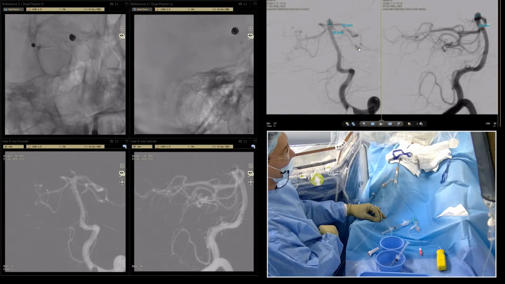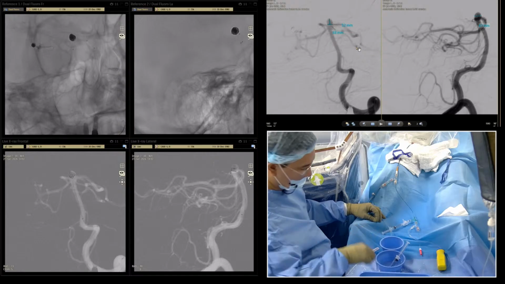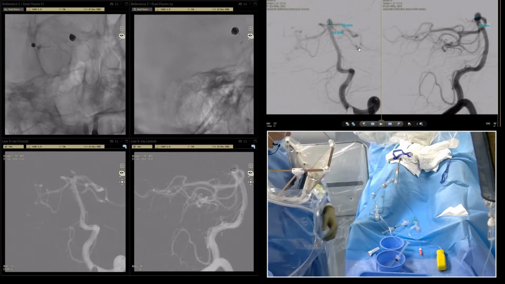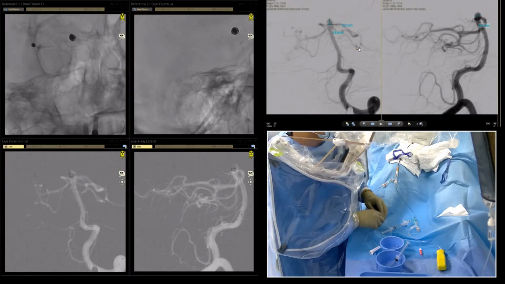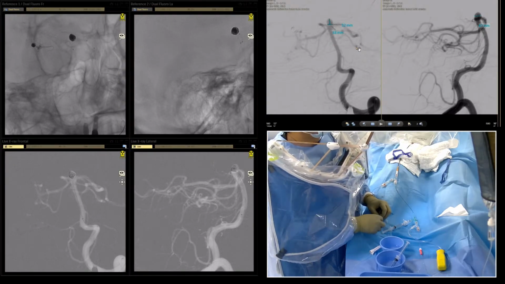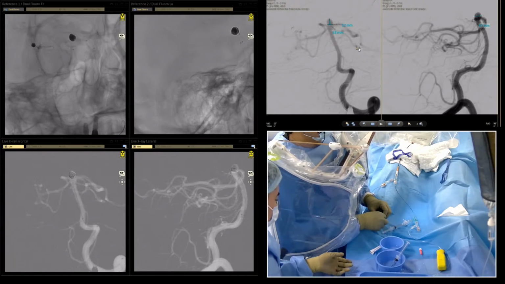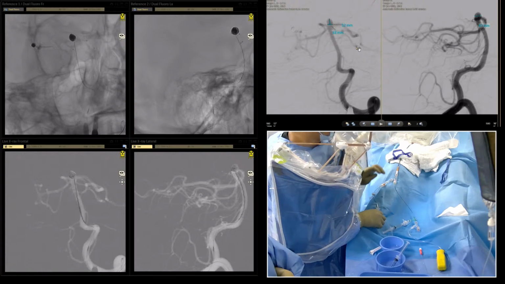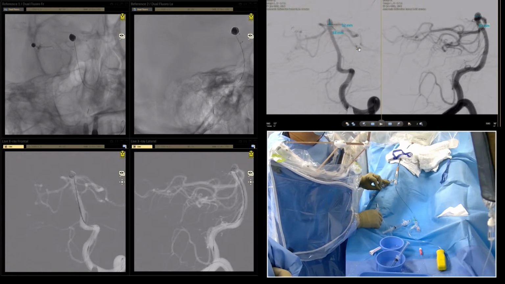As the balloon is mostly for security, we didn't inflate the balloon because of the anatomy of the aneurysm, and it's quite enough. But the neck is wide, huh? Okay. It looks like there is a resistance, huh?